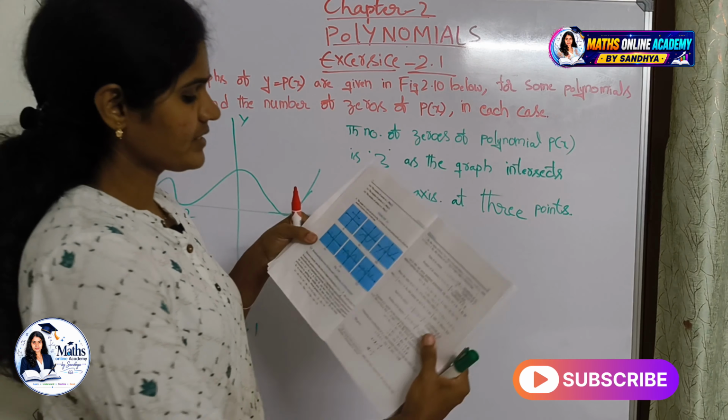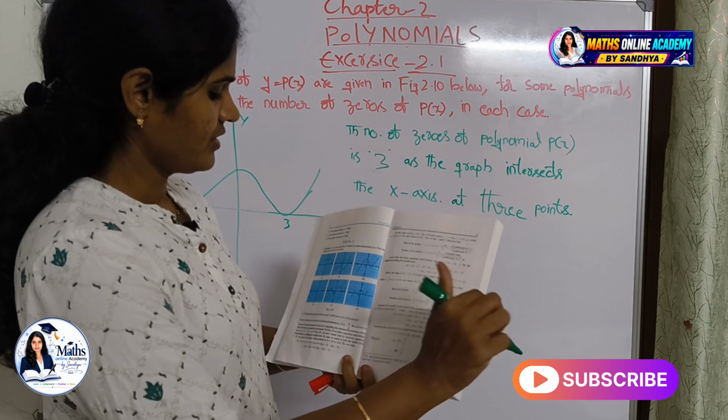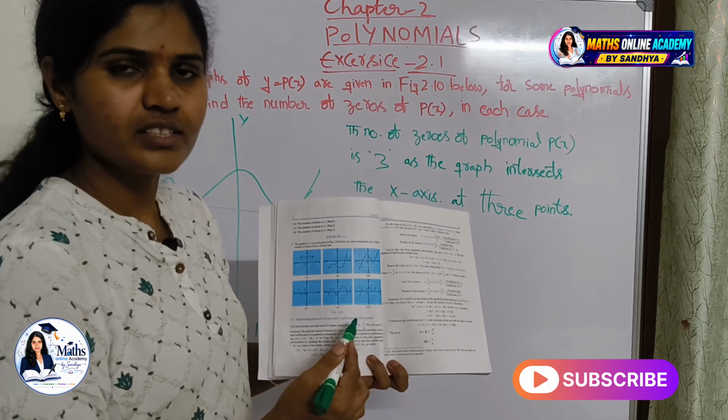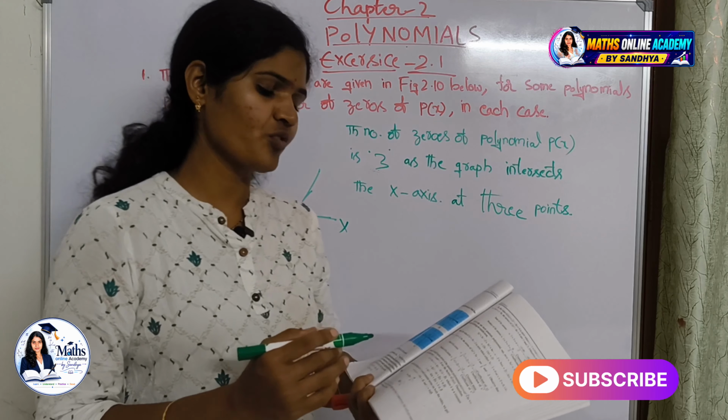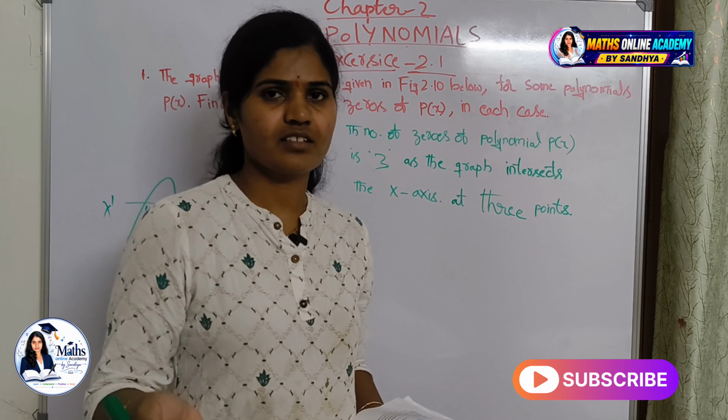See, in exercise 2.1, total 6 are finished. And next we will see the relation between zeros and coefficients of a polynomial in the next class.